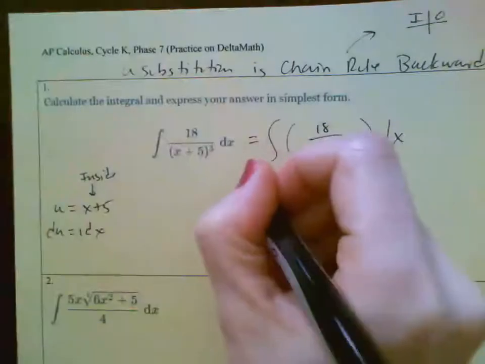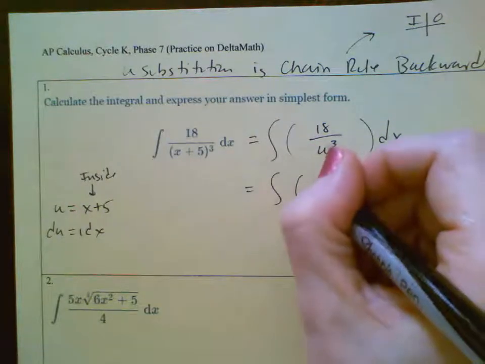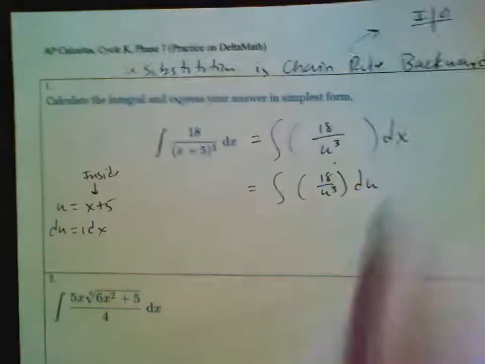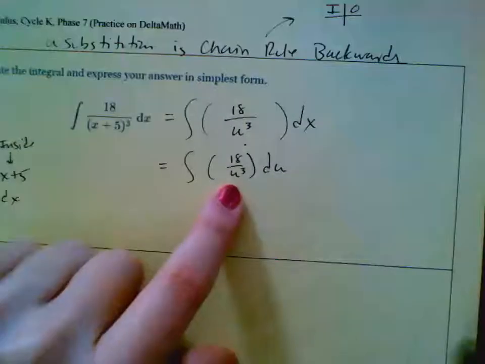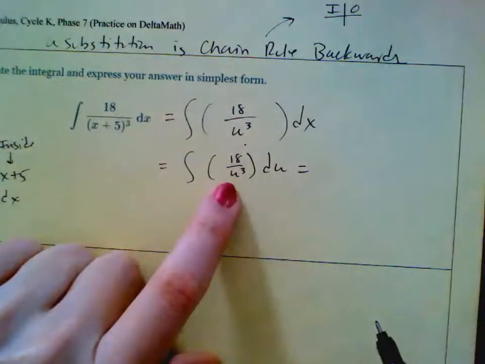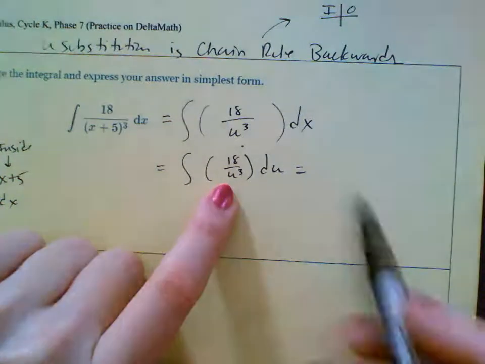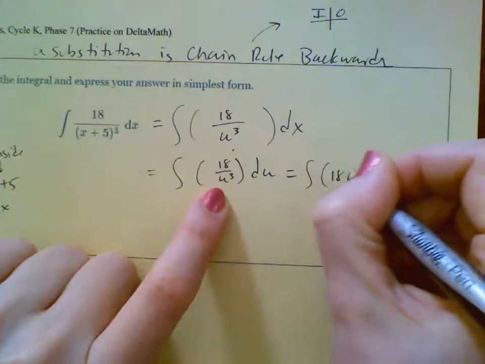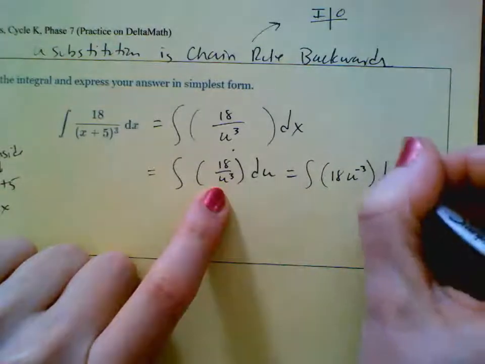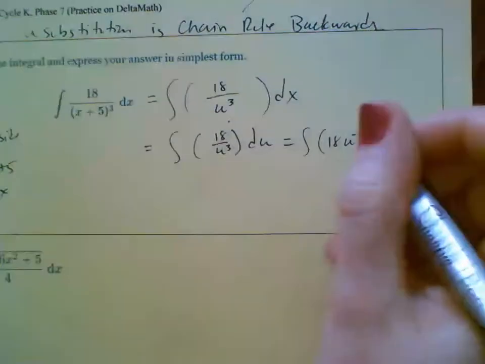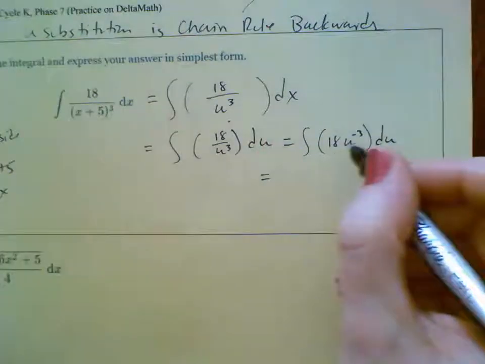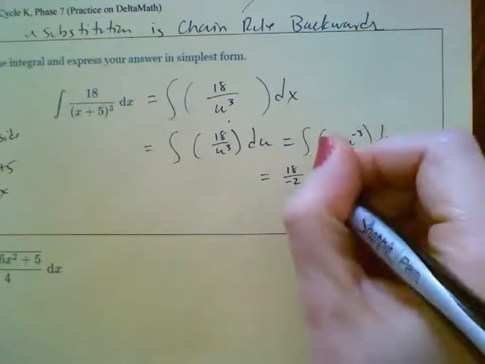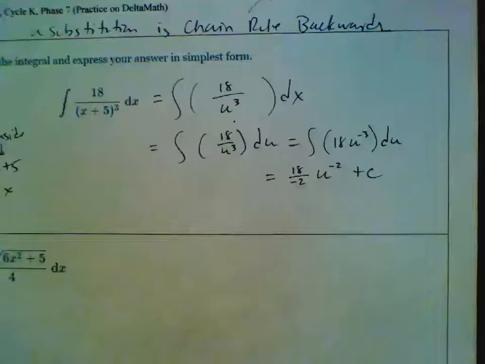That'll happen sometimes. So this is 18 over u to the third du. And guys, you can use the power rule for antiderivatives on this function if you write it in the form ax to the n. So I'm just going to change this to 18 u to the negative third du. And then this is 18 divided by the new exponent, negative 2, times u to the negative 2, plus c. That plus c is important.